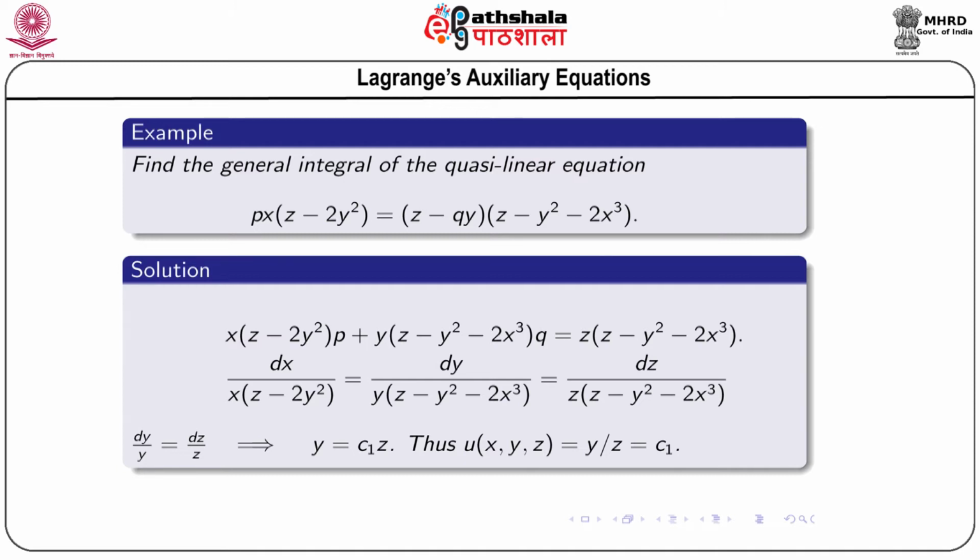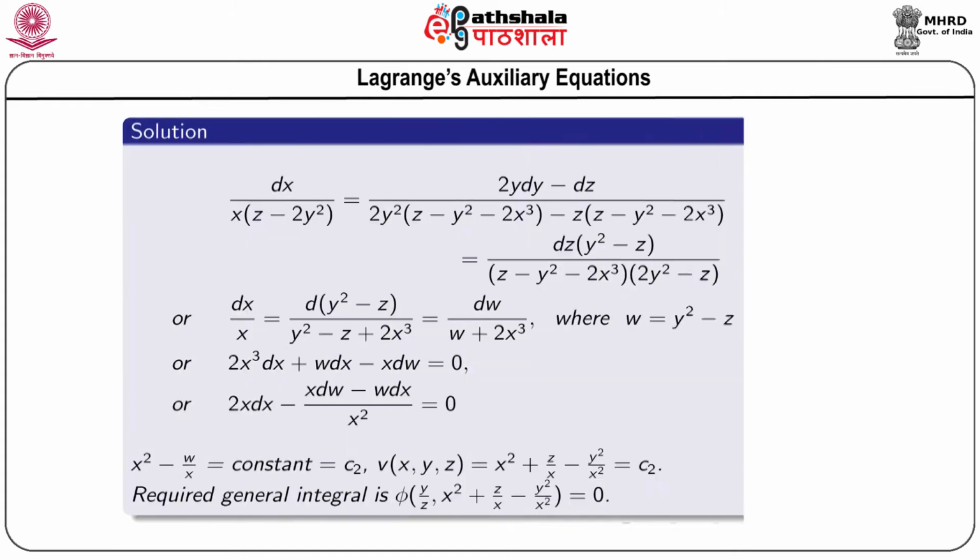Therefore, one can take an integral of the simultaneous equation, u = y/z = c1. Now, we need to find another integral of the simultaneous equation, that means the function v. For that, we need some manipulation of the simultaneous equation. So, we have done some mathematical formulas.